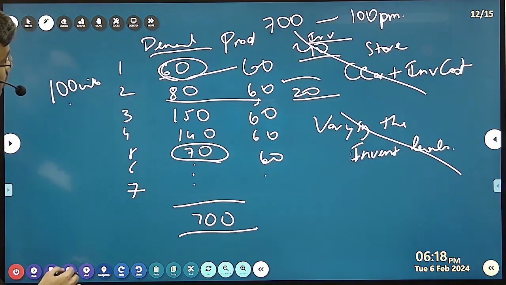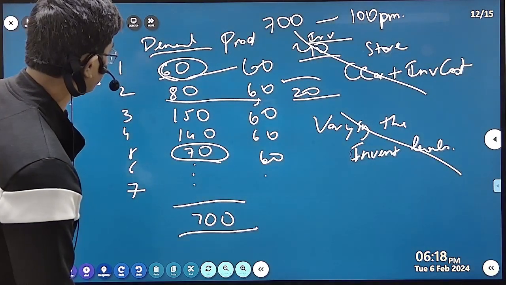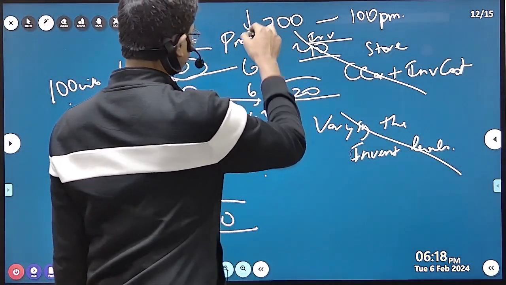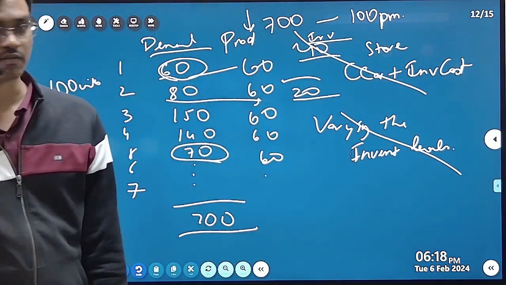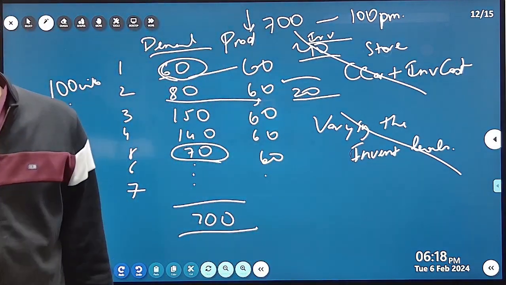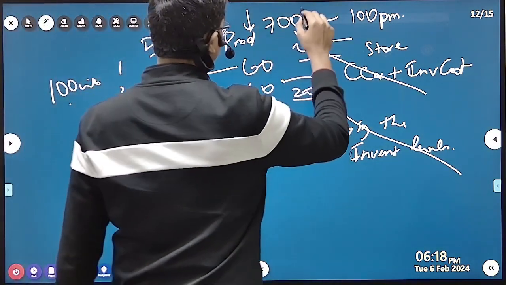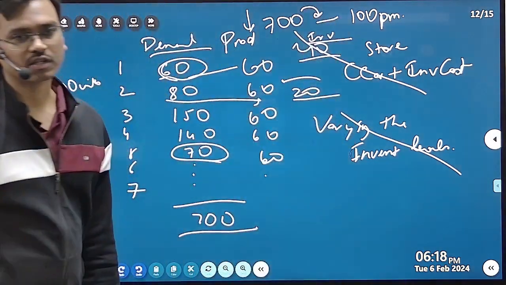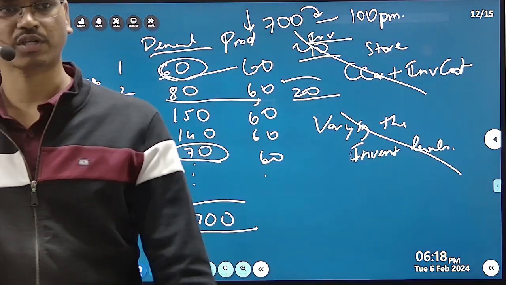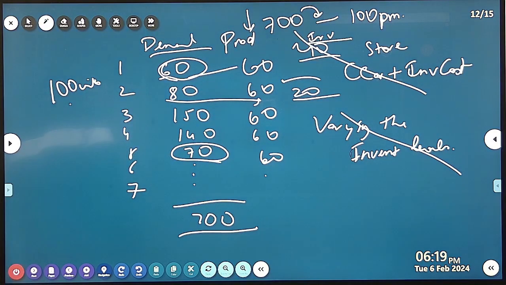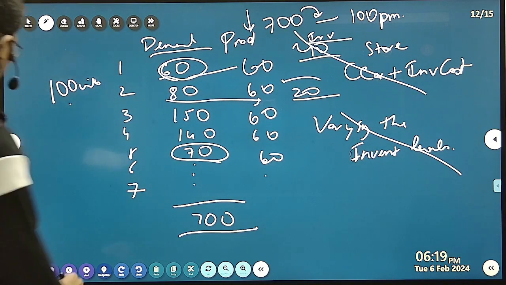So in varying inventory levels, as we have seen, we will have a production constant. We will have one level of production for the whole quarters, and then we will just carry the inventory so that we can fulfill our demand at a later point of time from the carried inventory.